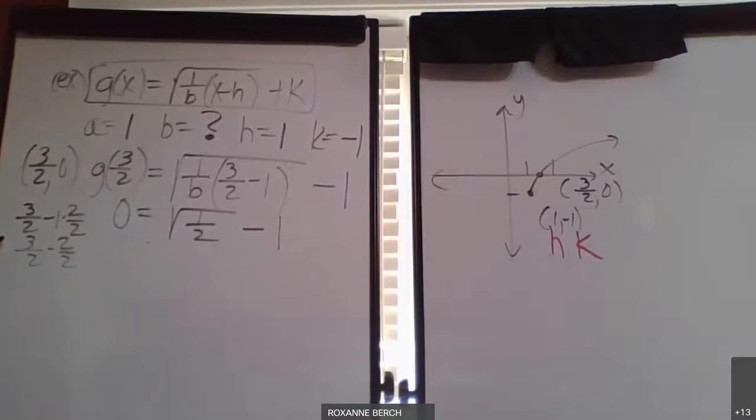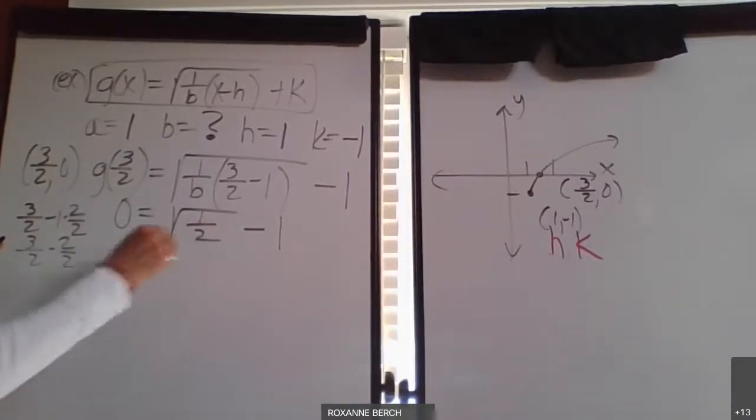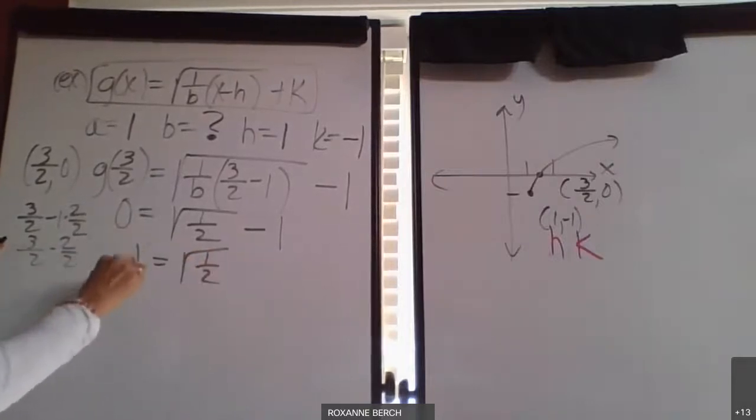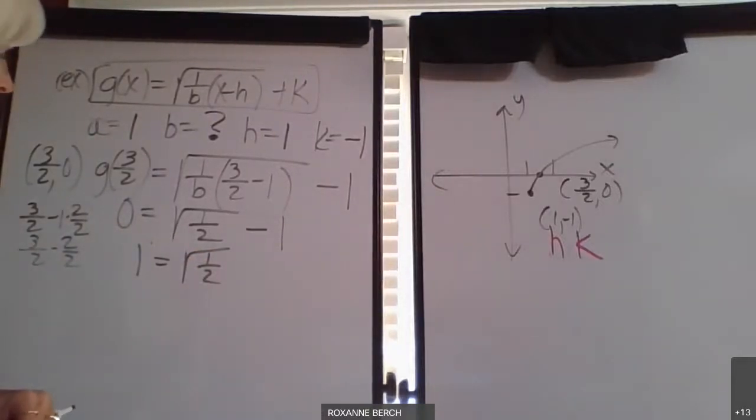So we're going to isolate the radical. So we're going to add 1. We're going to add 1. Where did the variable go?